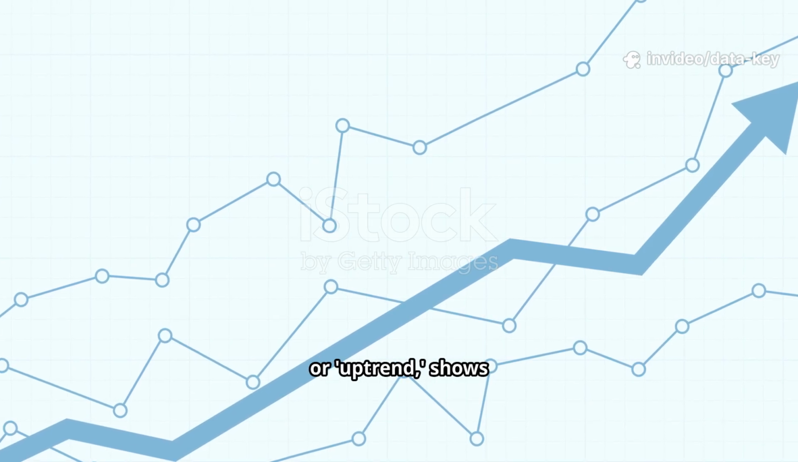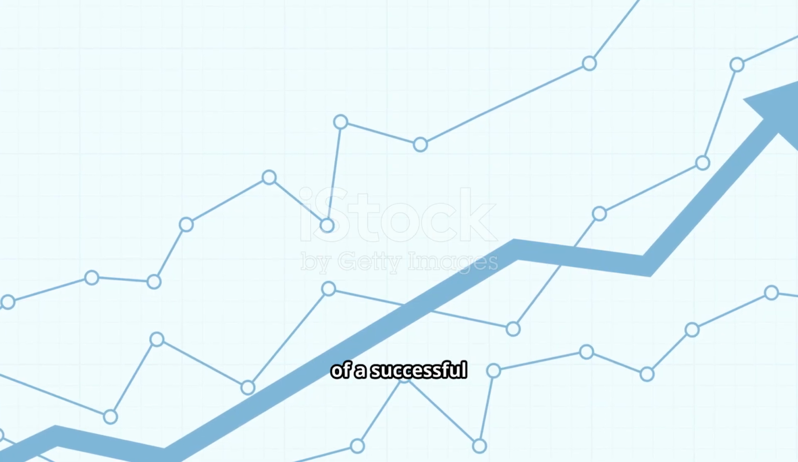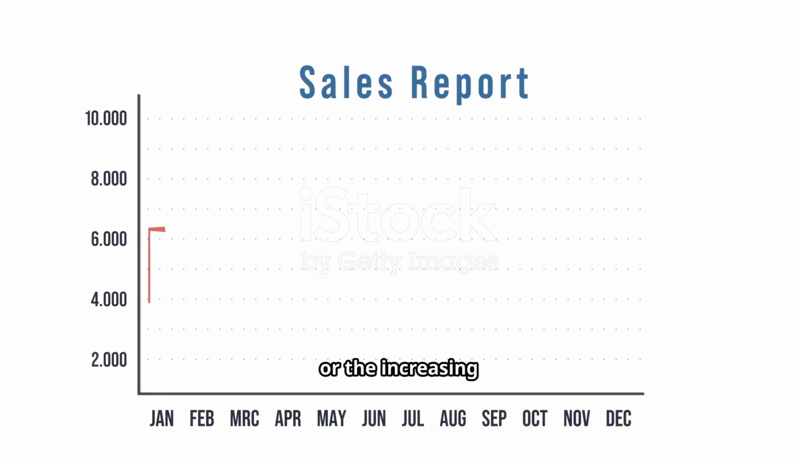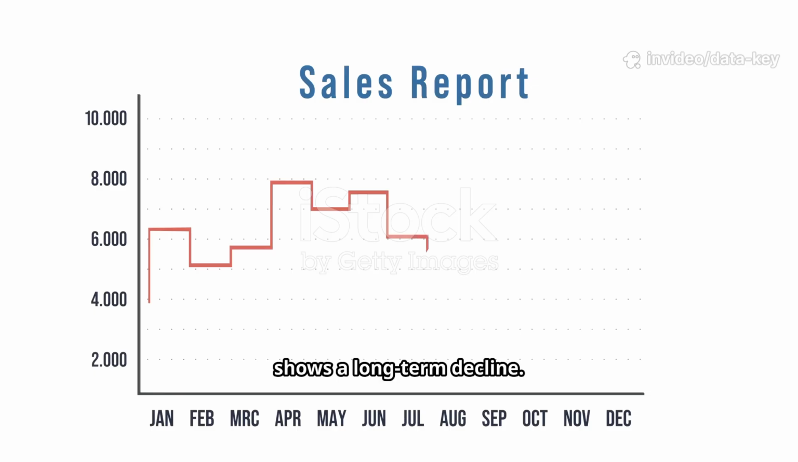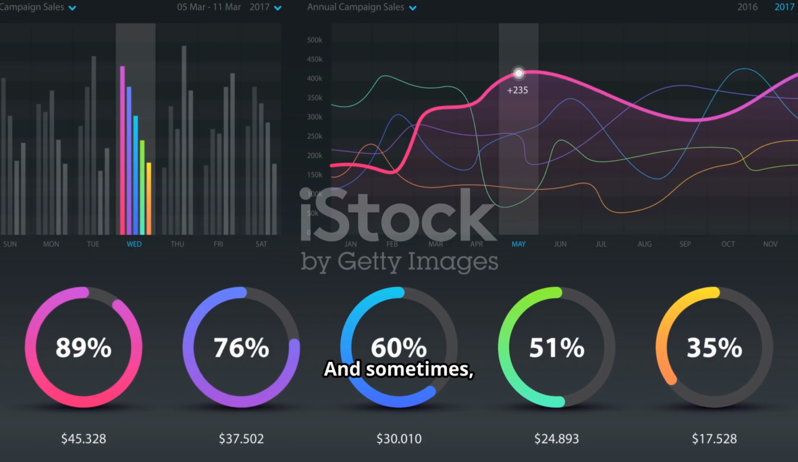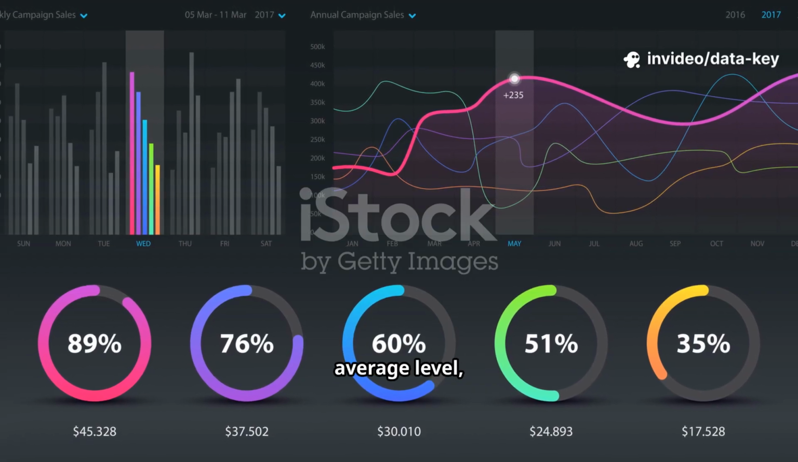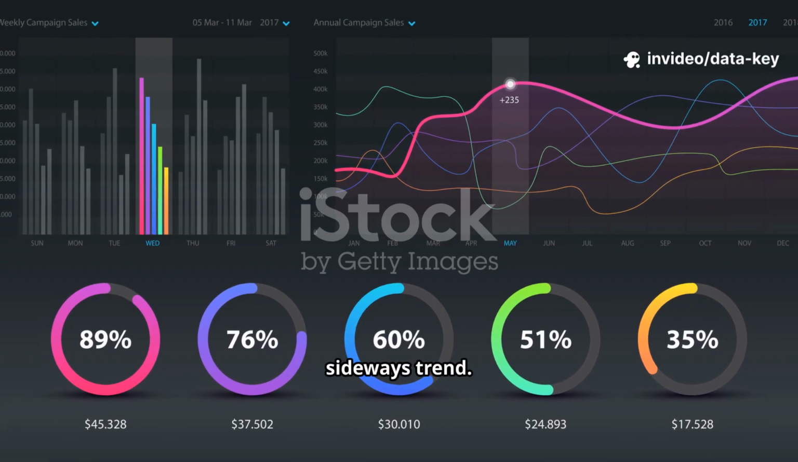An upward trend or uptrend shows consistent growth. Imagine the chart of a successful startup's user base over 5 years, or the increasing global adoption of smartphones. Conversely, a downward trend or downtrend shows a long-term decline. This could be the sales of physical CDs over the last 2 decades, and sometimes there's no discernible trend at all. The data just hovers around an average level, which we call a horizontal or sideways trend.